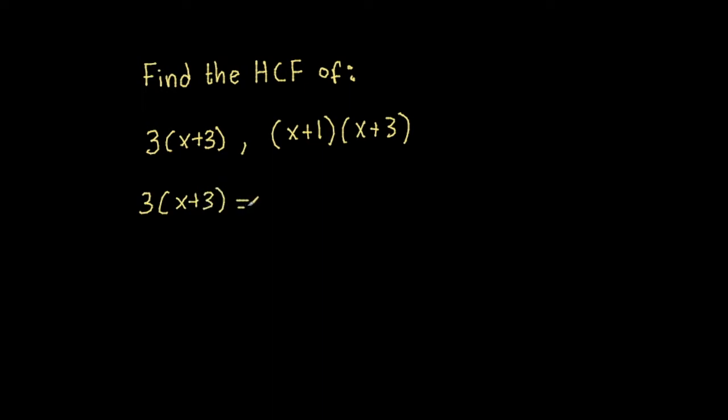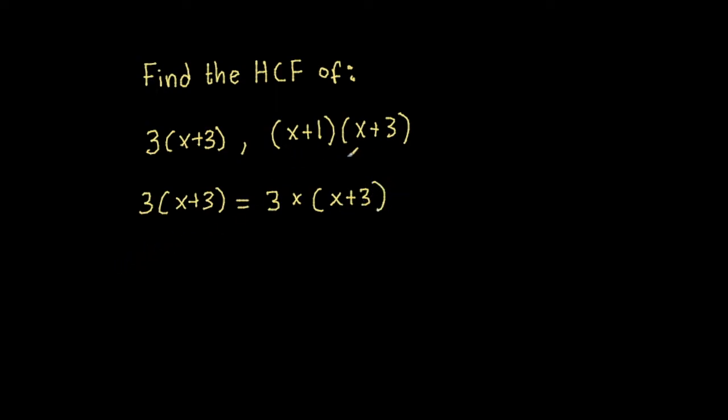Right, this is just equal to, now the 3 is a prime number, so we can't break it down further. And x plus 3 is also something we don't know, right? We don't know what x plus 3 is, and that's because we don't know what x is. So we can't really break both of them down. So this is just 3 multiplied by x plus 3. That's the best we could do.